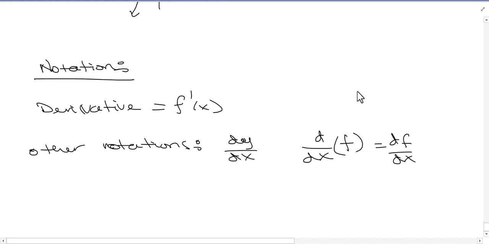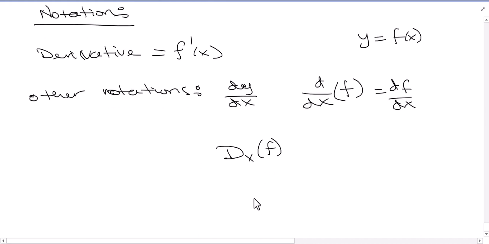But when f of x is just a fancy name for y, then you can call it dy/dx. You may also see things like the capital D and little x, f. So that means the derivative of f with respect to the variable x. And other notation you might see is f of x, in brackets or parentheses, and then the prime is on the outside. So that still means f prime of x.